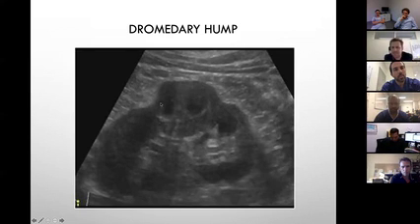It's called a dromedary hump. The reason why it's not a tumor is you can still see the pyramids inside. That's the differentiating factor. If you see pyramids inside, that's usually a normal variant. If you're not seeing pyramids and there's a big lump going on, you need to investigate it further.